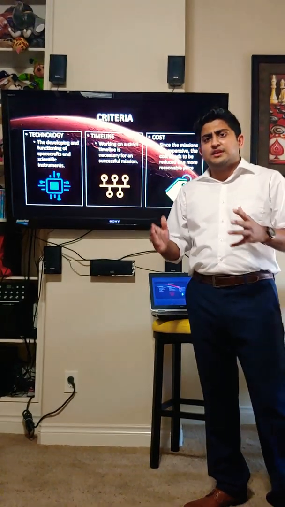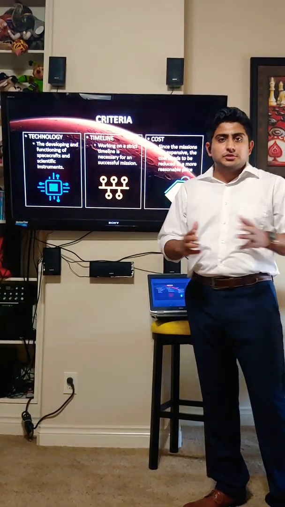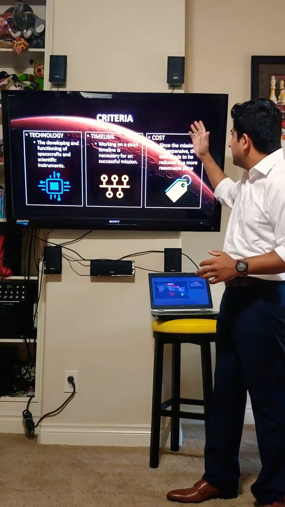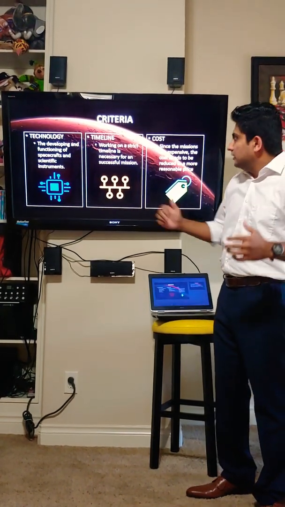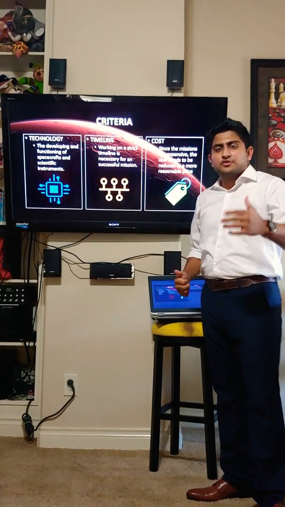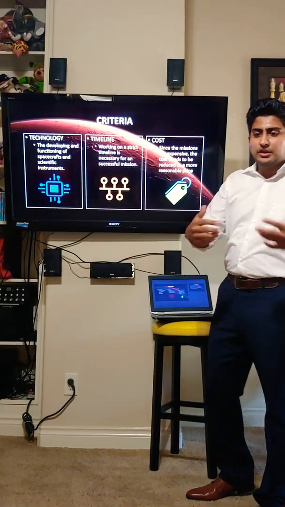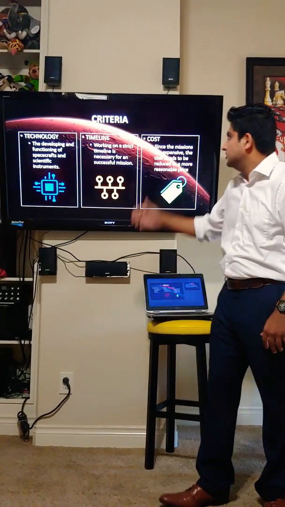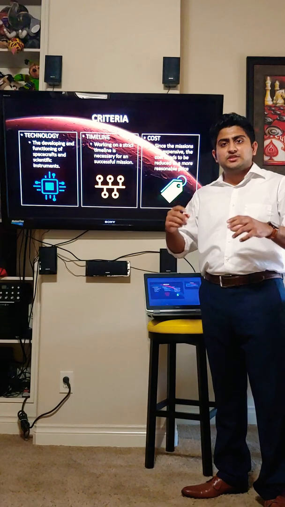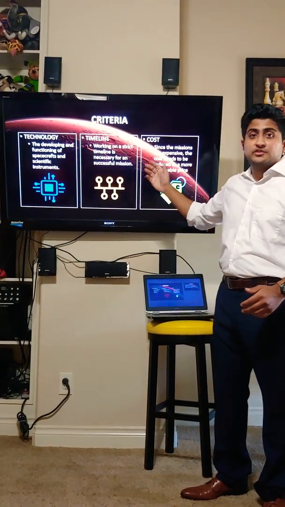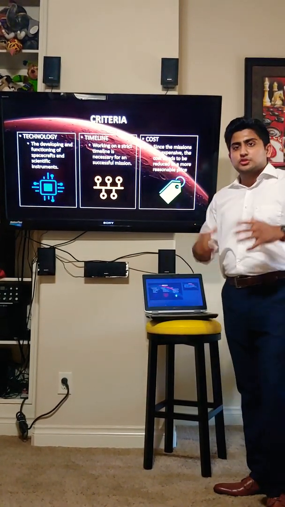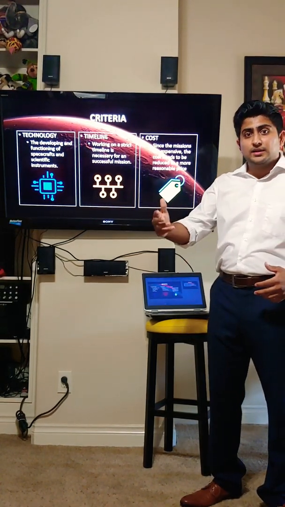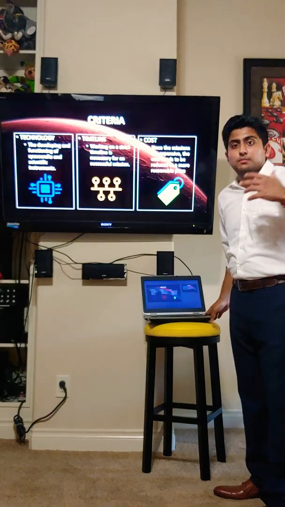The three criteria that I have chosen to describe this recommendation report are technology, timeline, and cost. Technology means the developing and functioning of spacecraft and scientific instruments that are used to carry out research on the surface of Mars or in the atmosphere. Timeline, working on strict timeline constraints for a successful mission. Cost, the total cost of the mission includes building the spacecraft, launching it, and then maintaining it when it's in the Mars orbit.